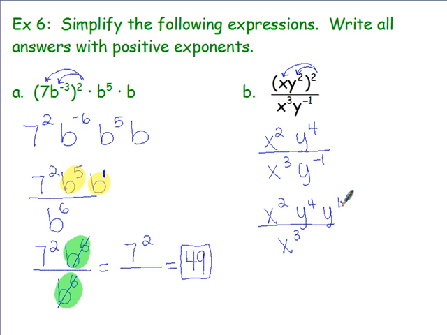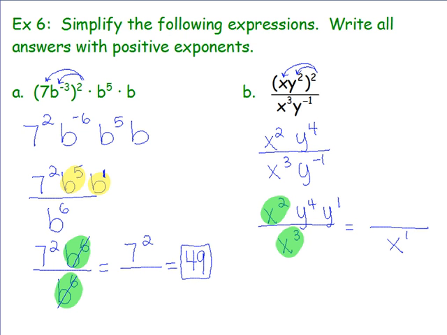Finally, do we have some like terms? And the answer to that is yes. Let's start with our X's. There's an X on top and there's an X on bottom. Starting with the larger amount, that would be 3. 3, take away 2, leaves me with 1x. There's more on the bottom, so it goes on the bottom.